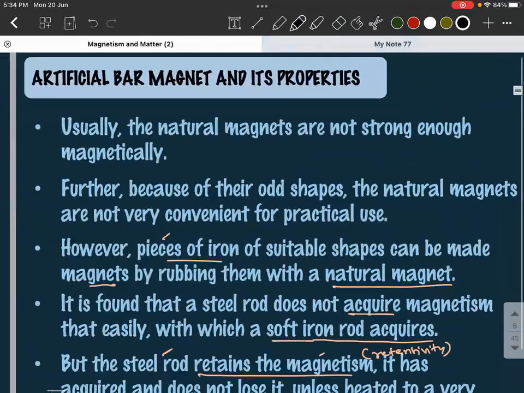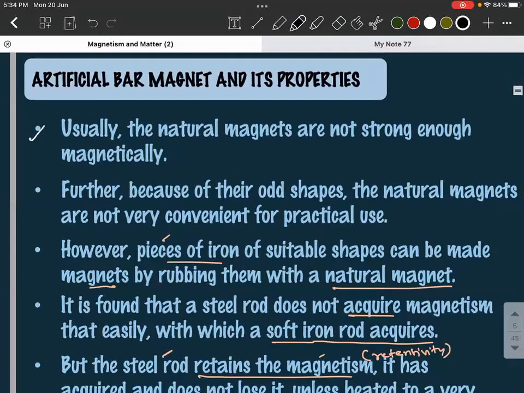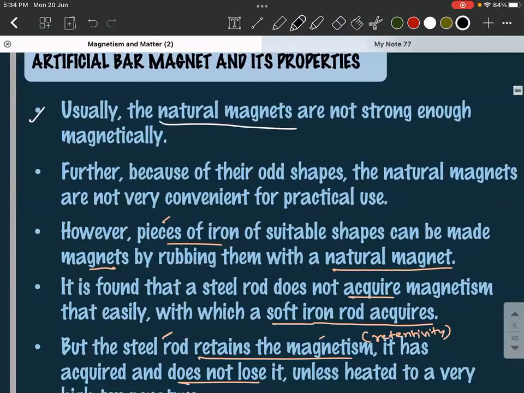Next, we are going to learn about artificial bar magnets. Bar magnets are not naturally occurring because no material will have a perfect shape like the chocolate bar, right? Usually natural magnets are generally not strong magnets, so we need to make some changes to make them better magnets. And secondly, they have very odd shapes, and an odd shape is not convenient for practical purposes.